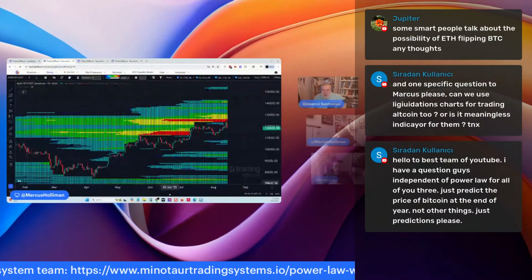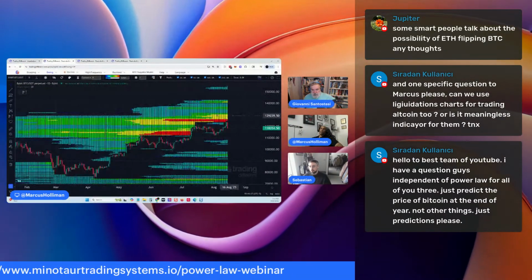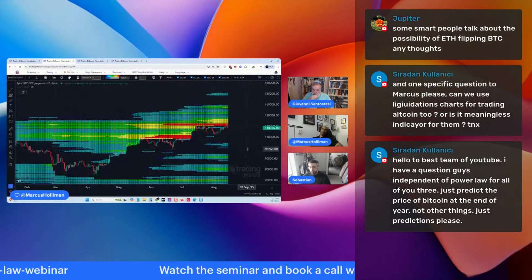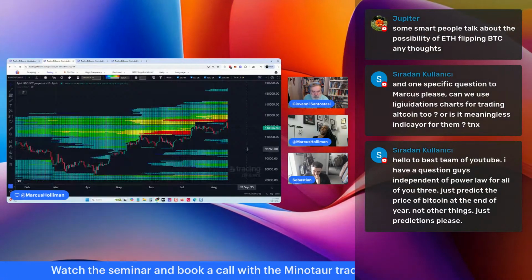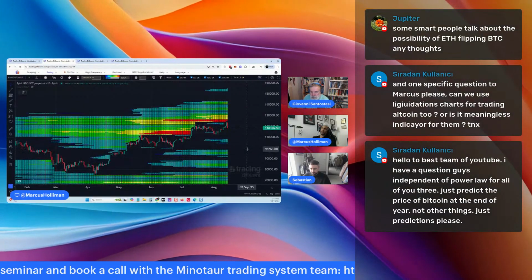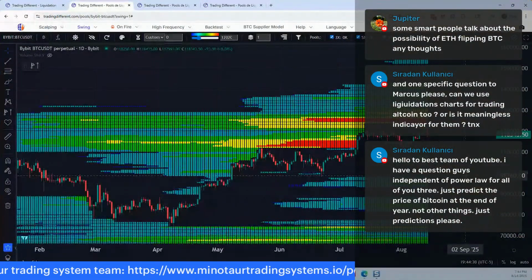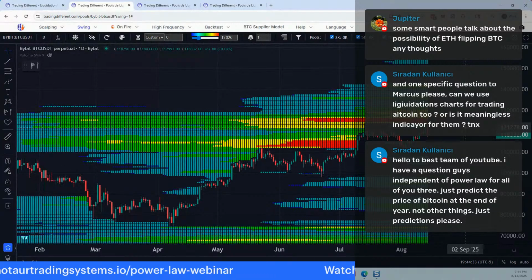Okay, here we go. All right. Once again, for those of you who might be new, we are looking at the daily time frame on the futures perpetuals because that is where the leverage is and that's where the bubbles are going to blow first until they pop.